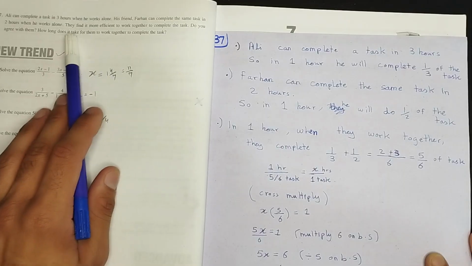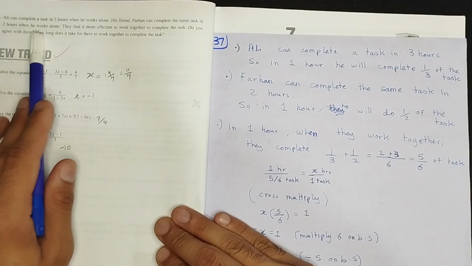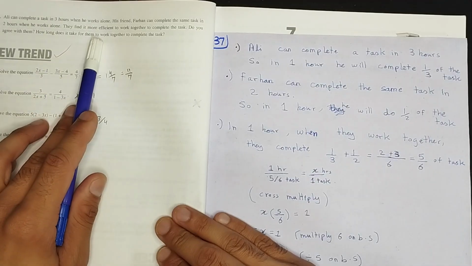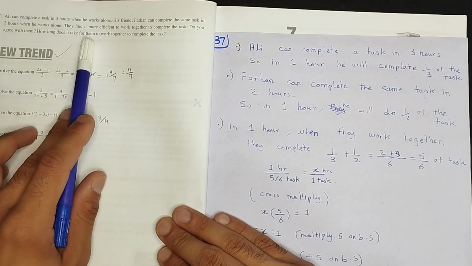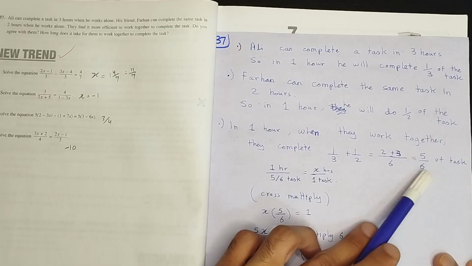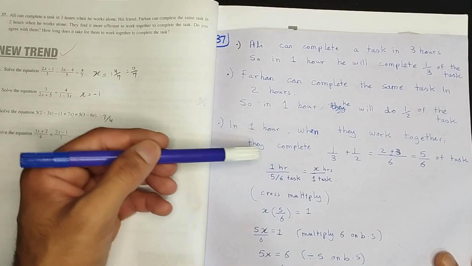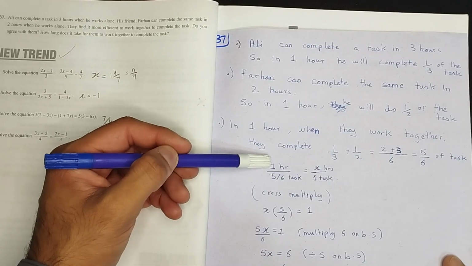And the question asks us what? How long does it take for them to work together to complete the task? It takes a bit more than 1 hour. We're going to find exactly how much. How are we going to do that? We're going to use rates and ratio for this.